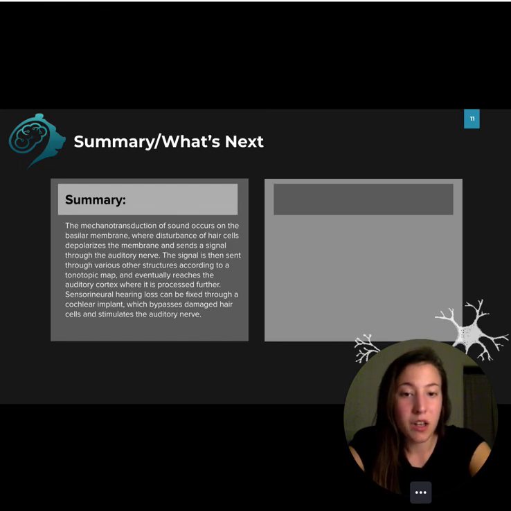So we talked about the mechanotransduction of sound. It occurs on the basilar membrane, where disturbance of hair cells depolarizes the membrane and sends a signal through the auditory nerve. The signal is then sent through various other structures according to a tonotopic map and eventually reaches the auditory cortex, where it is processed further. Sensory neural hearing loss can be fixed through a cochlear implant, which bypasses damaged hair cells and stimulates the auditory nerve. And in the next lesson, we will be reviewing visual processing.